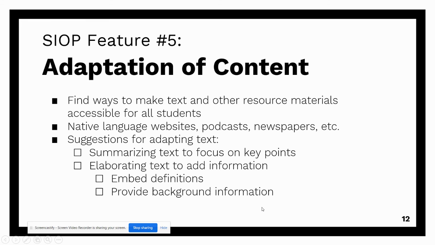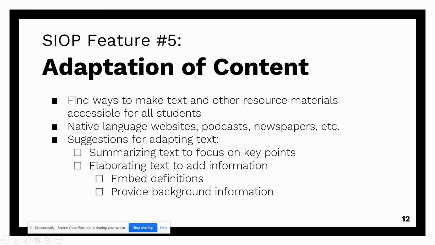The fifth feature then is the adaptation of content. This is how we find ways to make the text or other resource materials accessible for all students. So native language websites work here, podcasts, newspapers. You could summarize a text just to focus on key points. So if in the textbook the language is really demanding for your English learner, then you could offer them an outline that just focuses on the key points that they need to walk away with. You could elaborate on the text and add information, maybe include definitions or some background information, so that they have a more complete picture.